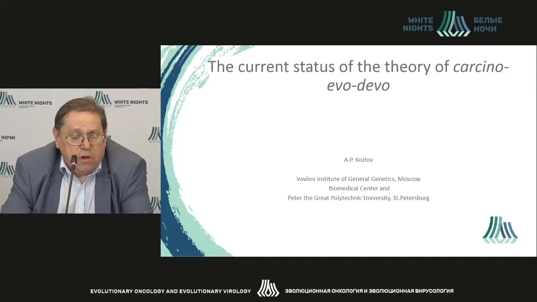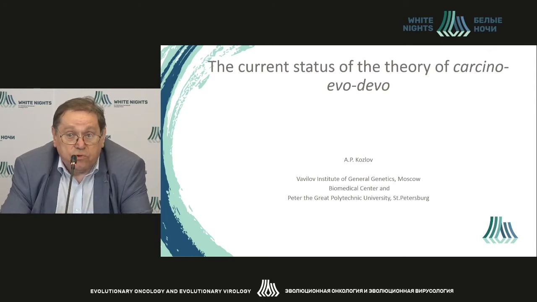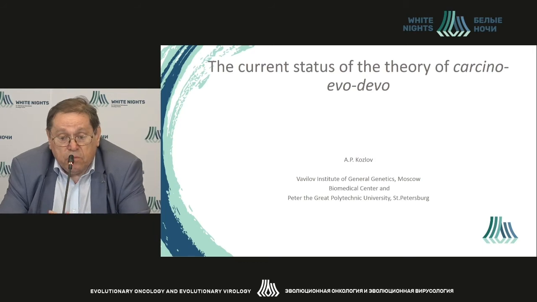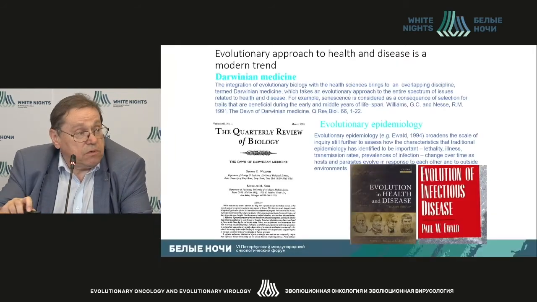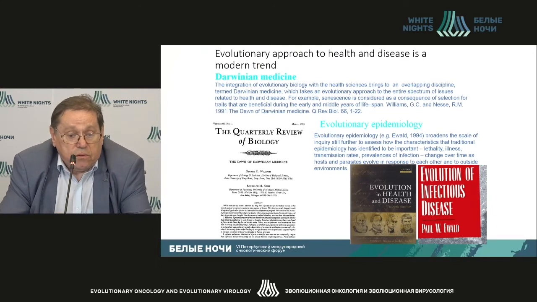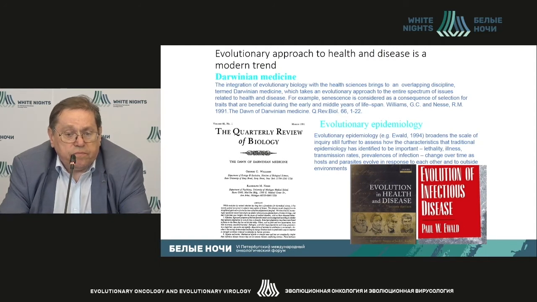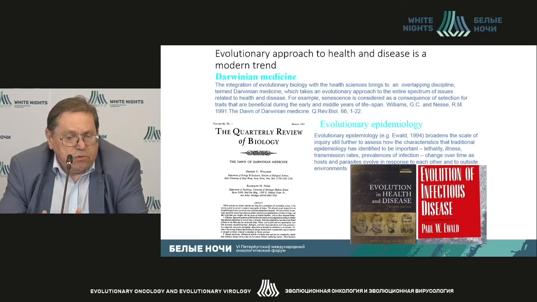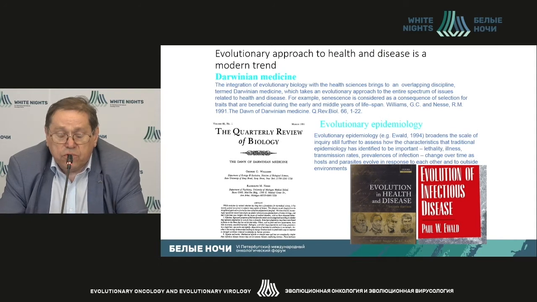The first presentation will be devoted to the current status of the theory of carcino-evo-devo. The current evolution of biological medical development is related to medicine and evolutionary epidemiology. To solve the problems of medicine that haven't been solved yet, it turns out that the evolutionary approach arms doctors and biologists with new tools to reach our goals.